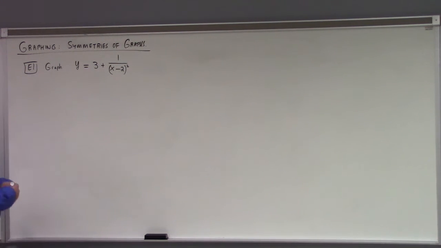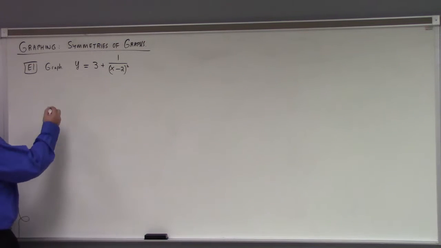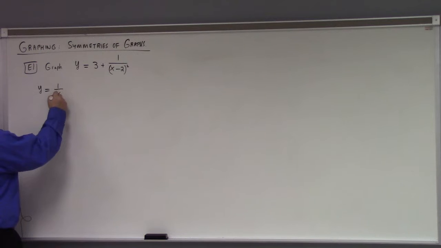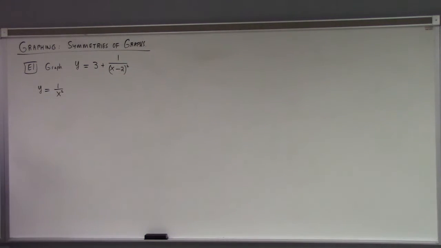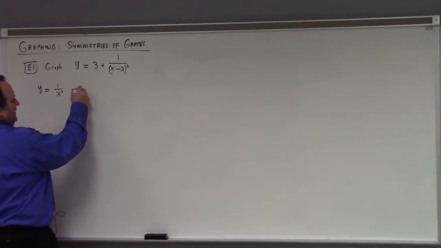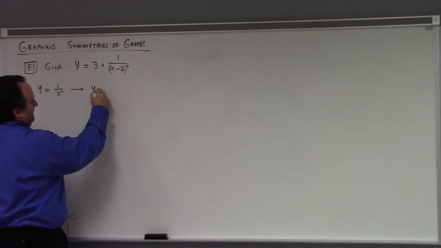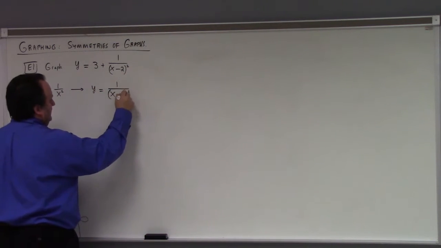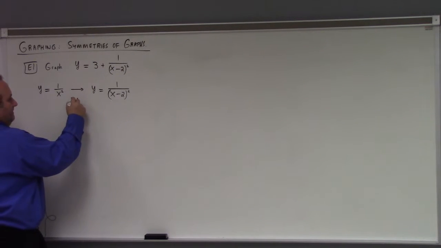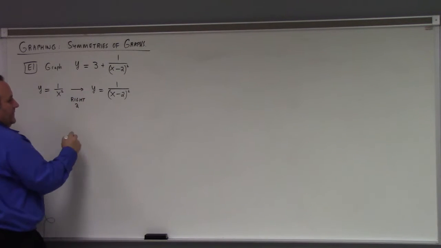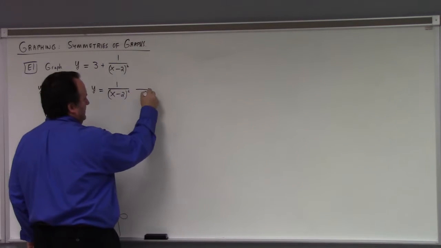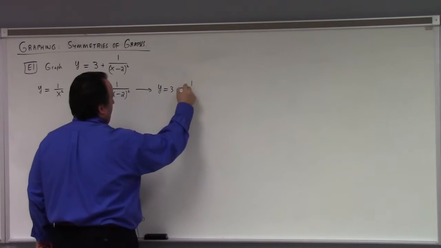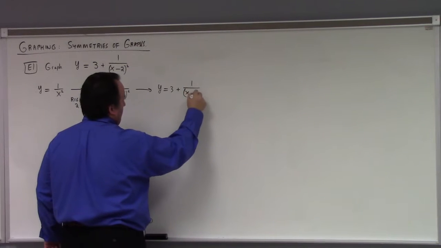Okay, so how do we graph such a thing? I think the way to do it is to go, okay, so this is like y equals 1 over x squared, right? It's like the volcano graph. We take that, and then you can shift that 2 units to the right, so right 2. And then we take that, and we shift up 3 units, right?